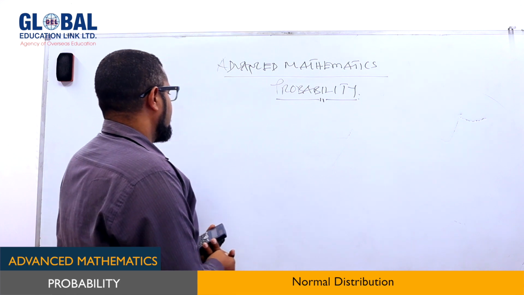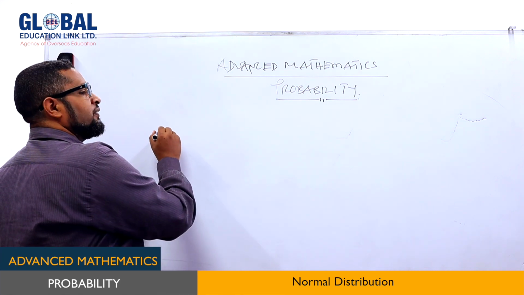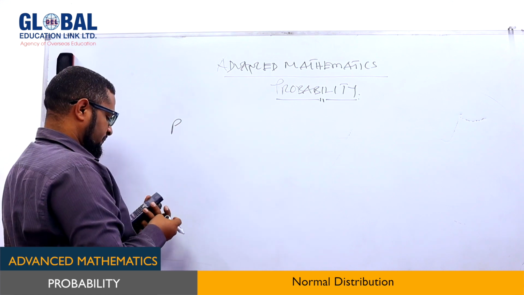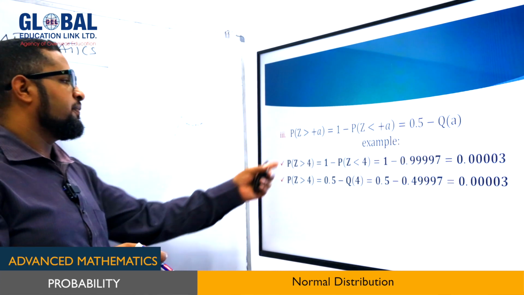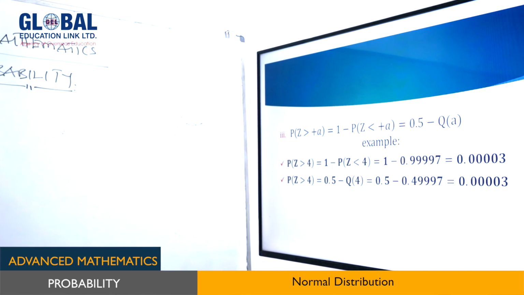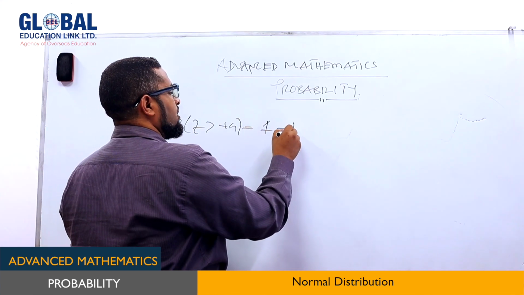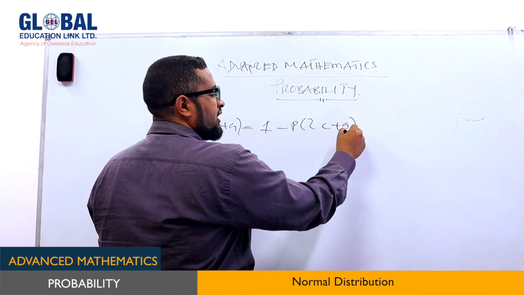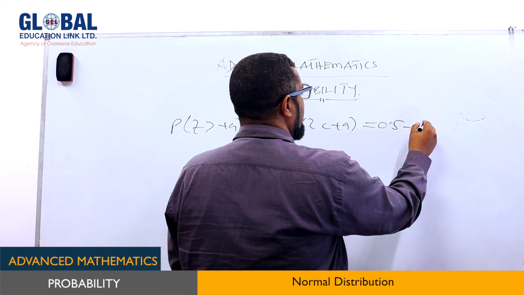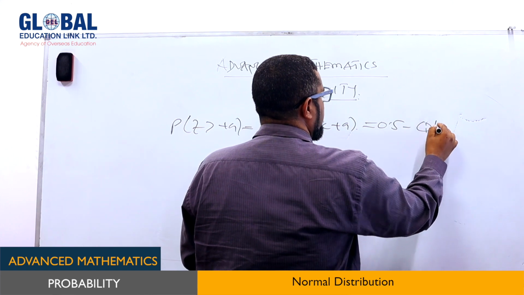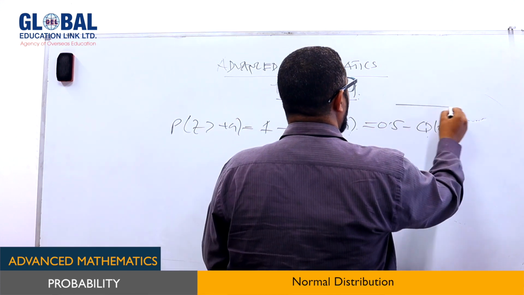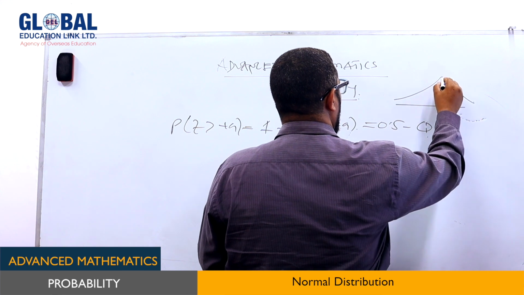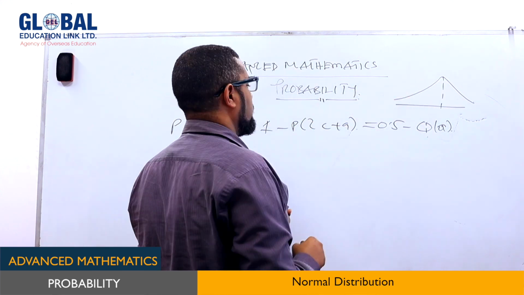So the third condition. If you have probability of z greater than positive a, z greater than positive a is the same as taking 1 minus probability of z less than positive a. Or you may simply take 0.5 minus q of a. So you can draw the normal curve and see how this formula is obtained.